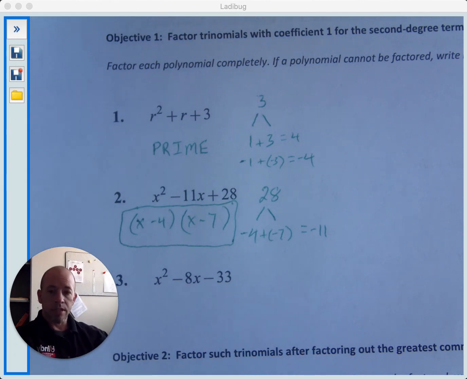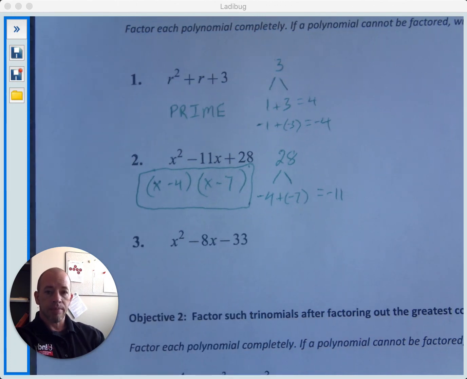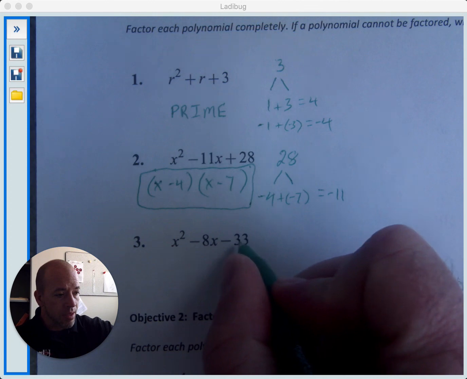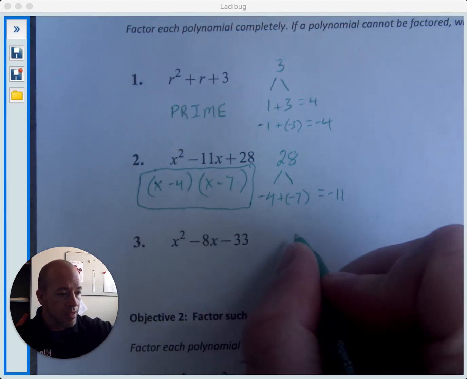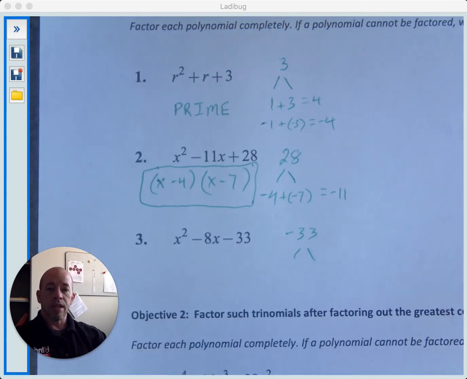All right, let's look at the next one. x squared minus 8x minus 33. All right, so we use our old technique. If we take the constant term on the end, which is negative 33, we want to find two factors of negative 33 that will add up to negative 8.